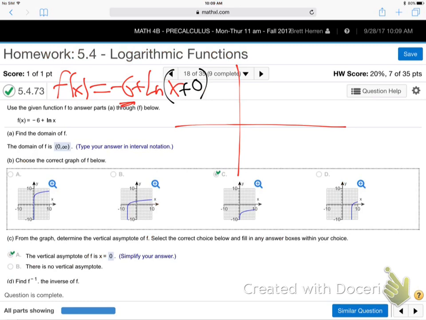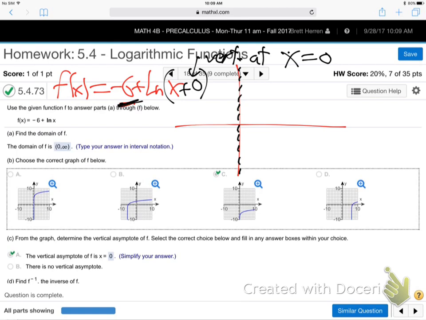So what's in the parentheses with x? Nothing. So it's 0. The vertical is right at 0. Everybody see that? The vertical is at x equals 0. Well, then what's that minus 6? Down 6.